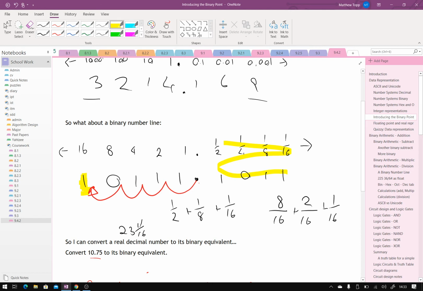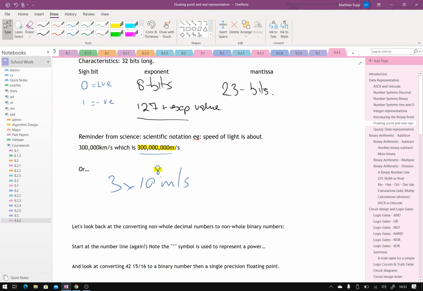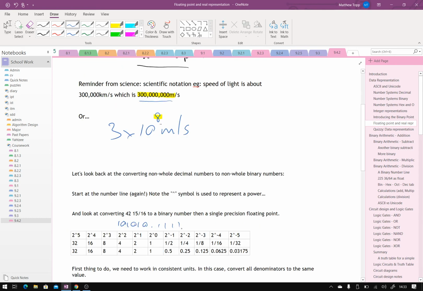So at the moment, let's say I want to convert my usual number, 42 and 15/16. Now I can write that as a binary number straight away because I know 42 is 101010, and I know 15/16 is 0.1111. So I know that is my number. That's why I pick it, because it's a number you can get to straight away. Question 1, is this number positive or negative? Positive, so the sign bit is going to be 0.